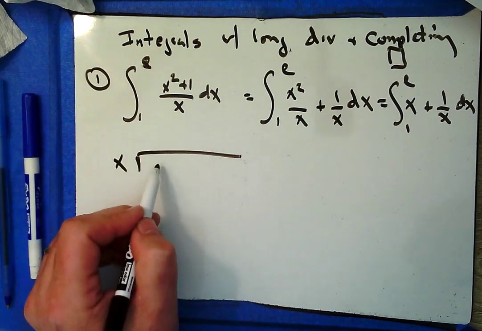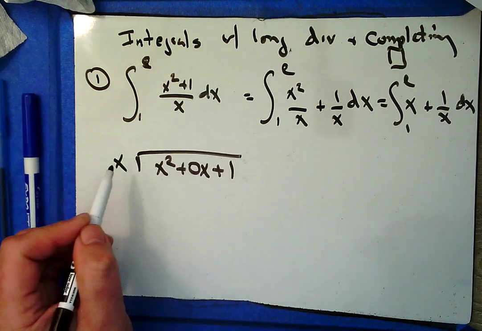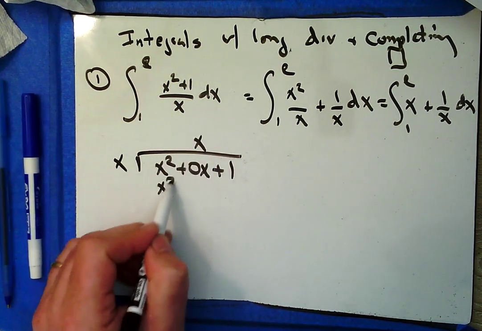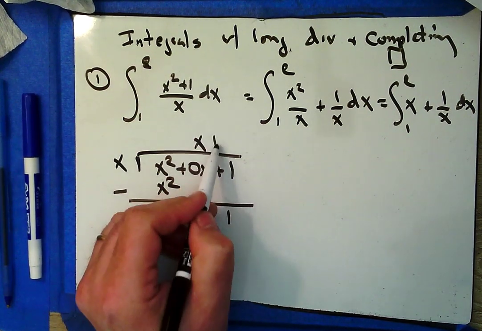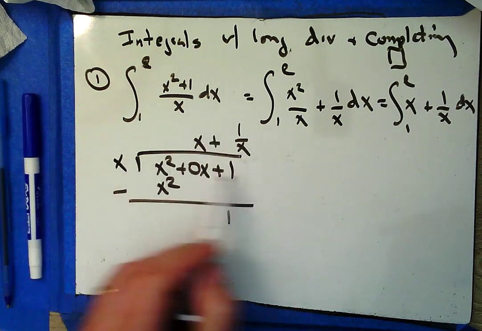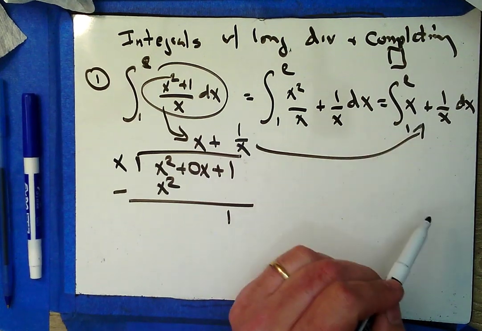x goes into x squared plus, don't forget the 0 placeholder, plus 1. What do I multiply to make this? I multiply by x, and I subtract, and I get 1. So plus 1 over x. Aha! So when I do this long division, this integral turns into that integral.